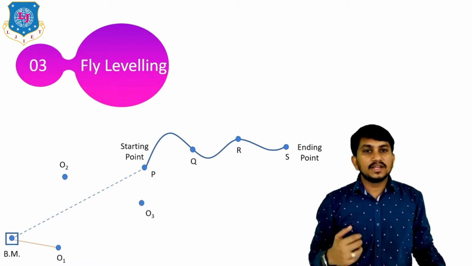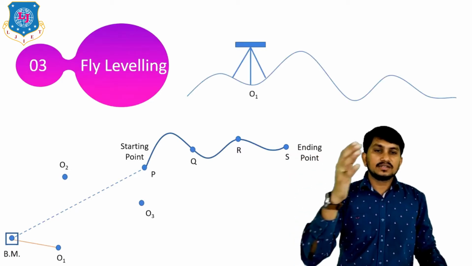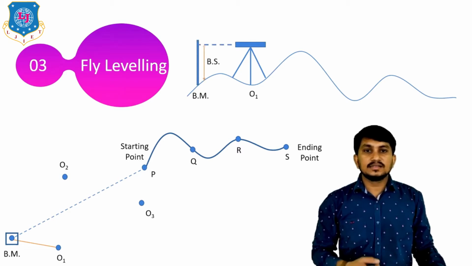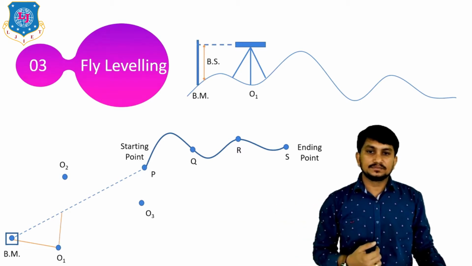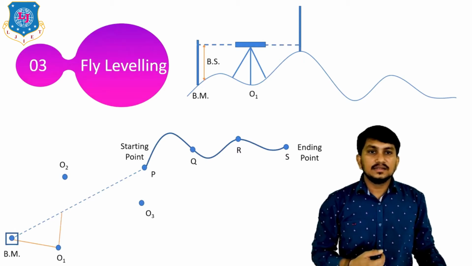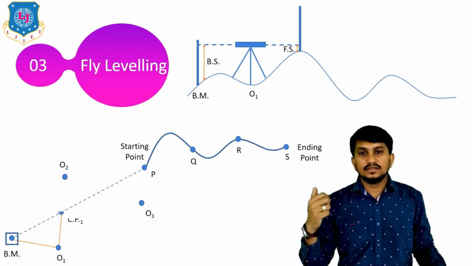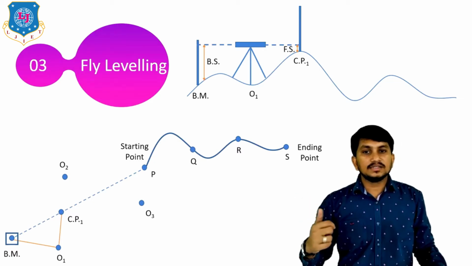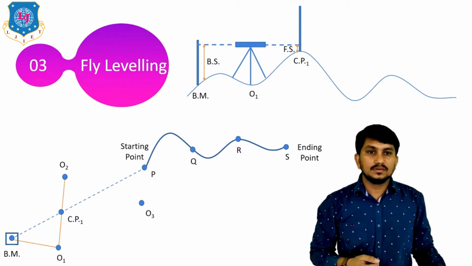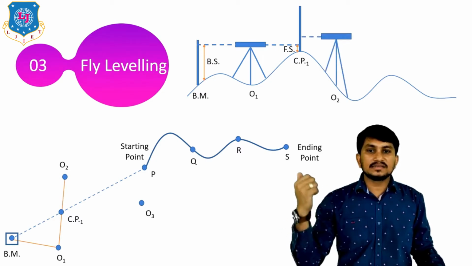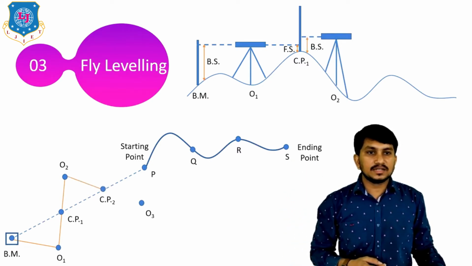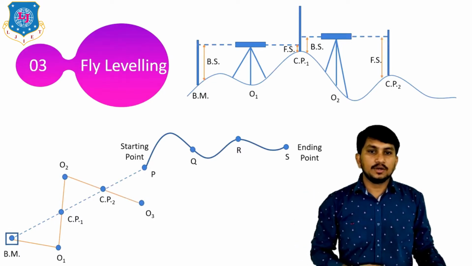Then we can take a number of readings. Suppose we can see in this, there is an O1 setup, there is a benchmark. The first reading is taken as BS. Okay, this is BS. The second is FS. Okay, like this. This is the changing point 1. After this, the O2 setup is used, and a BS reading is taken. Then the last reading of the O2 setup is obtained, and changing point 2 can be obtained.